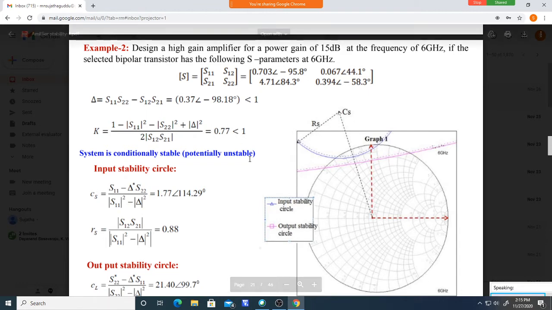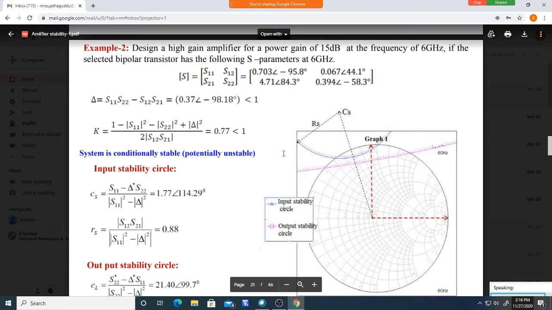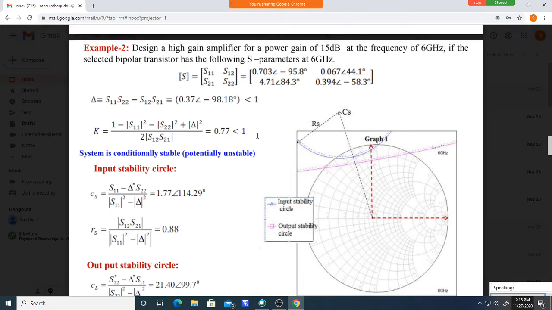So what we come to know is the system is conditionally stable, or potentially unstable, because the k value is lesser than 1. Delta is less than 1, but k should also satisfy the condition, and it is just not satisfying. It is less than 1, so automatically it is conditionally stable.